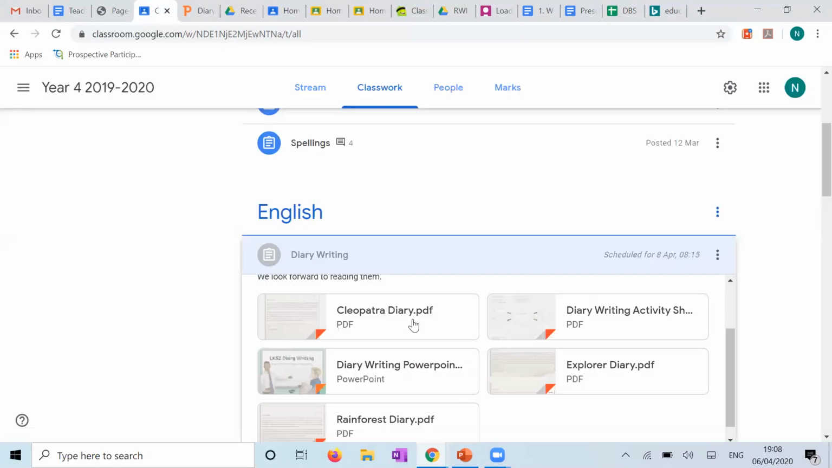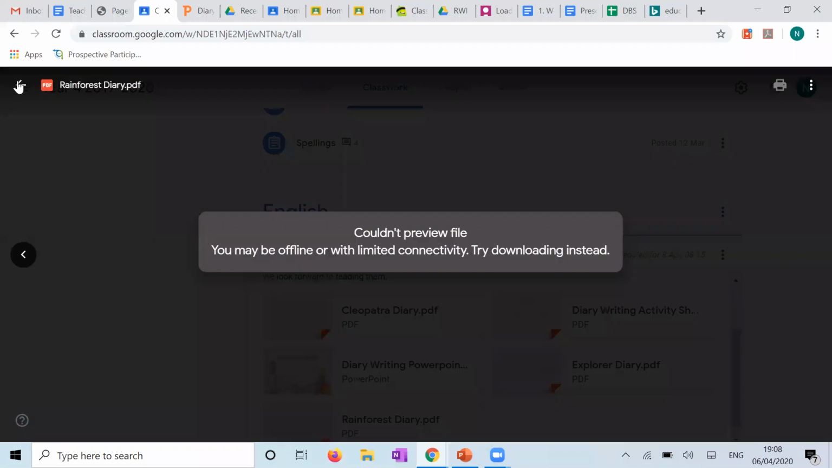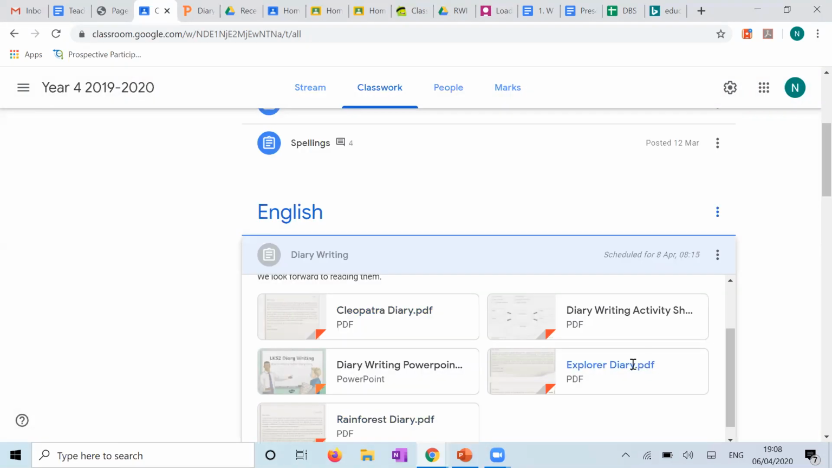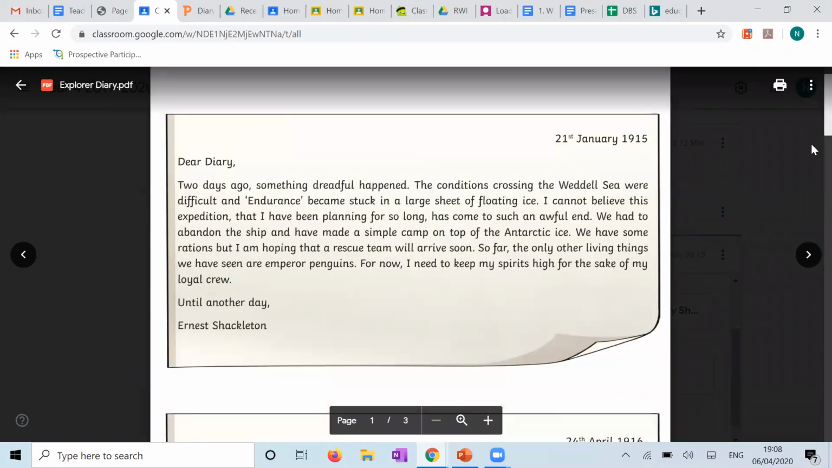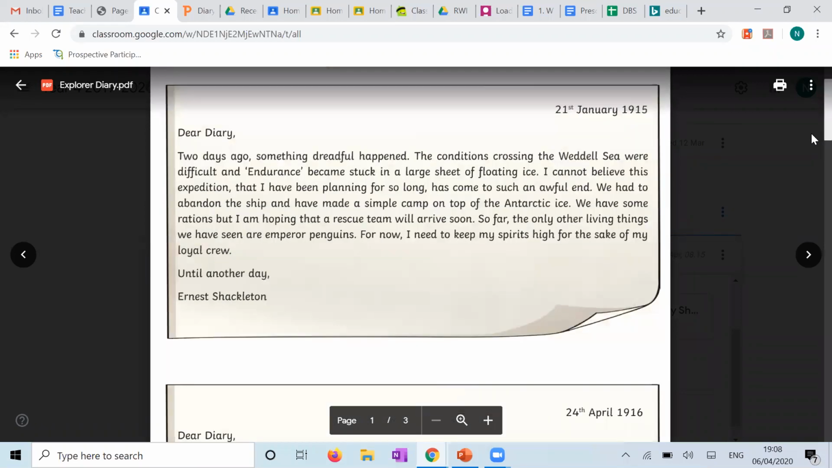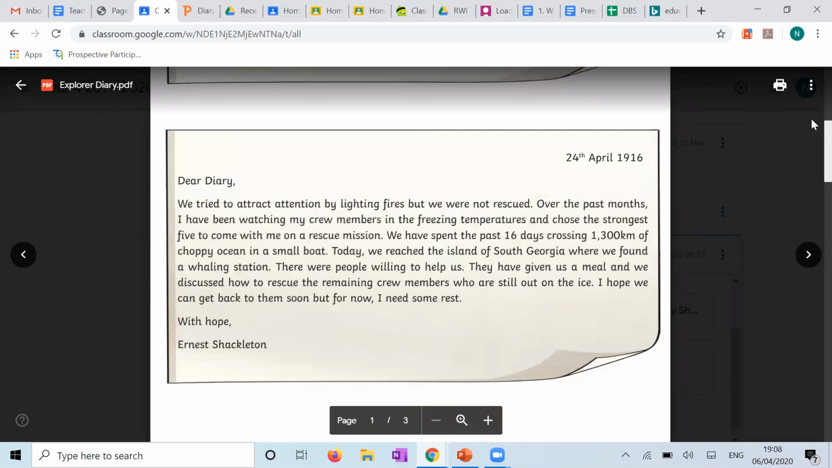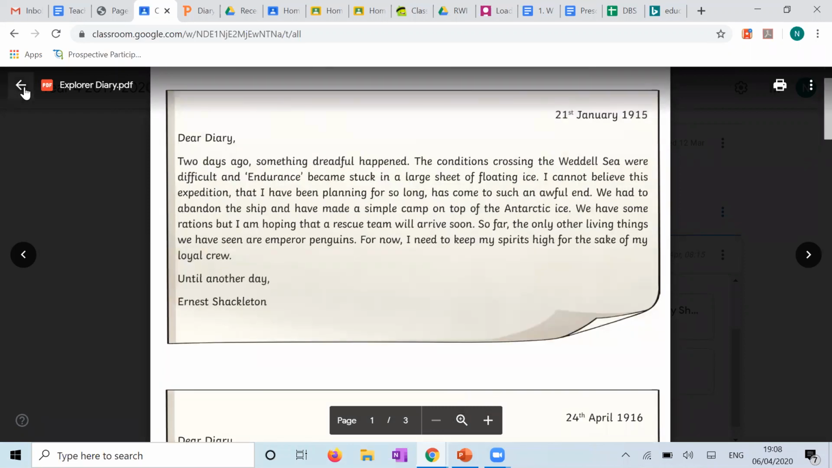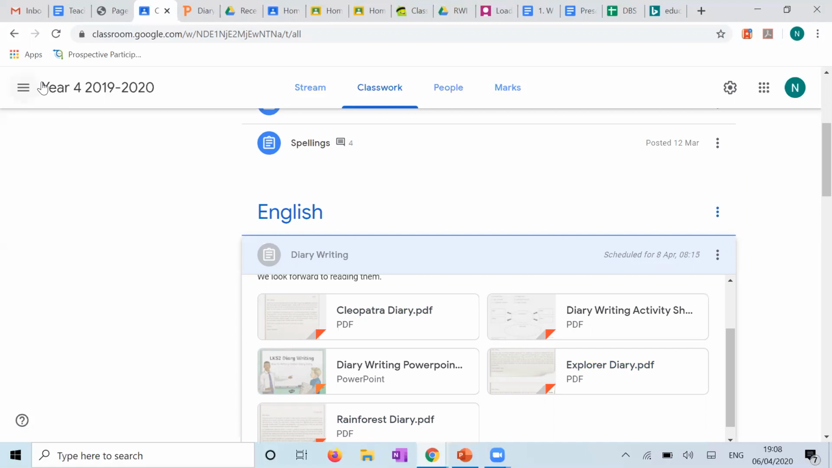So there's one about Cleopatra. There's one that's based in a rainforest. And there's one by an explorer as well. And you can see there are actually 2 entries here by this explorer. Got the different date entries there. So do have a look at those and have a look at those features.